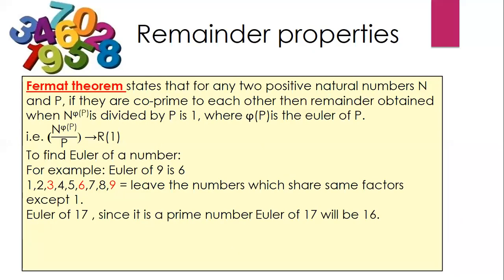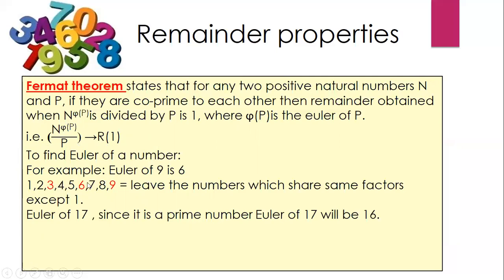And we have Fermat's theorem, which states that for any two positive natural numbers n and p, if they are co-primes to each other, then n power Euler of p, when divided by p, will always have remainder 1. We call this symbol the Euler number, Euler of p. This is the rule. To find the Euler of a number, for example, Euler of 9 is 6.